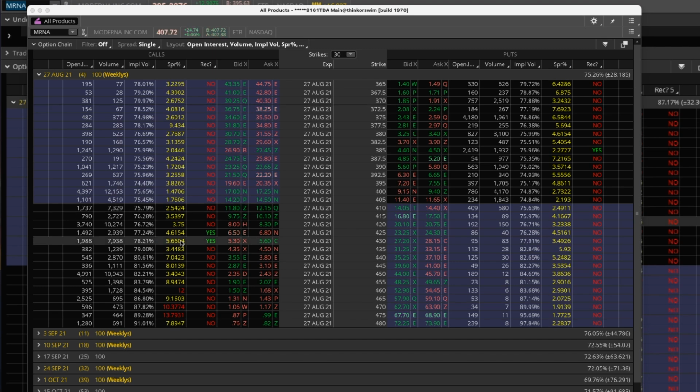So pretty much when you're trying to choose a strike price, you ideally want to choose the strike price that has the lowest percentage, because that means that the spreads are the tightest.